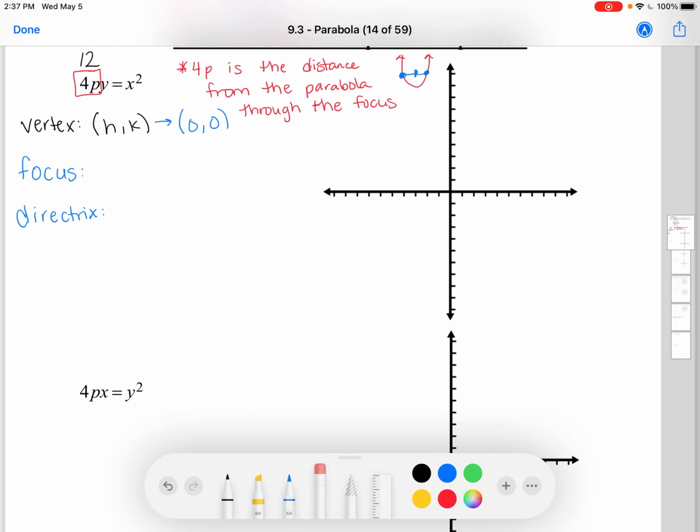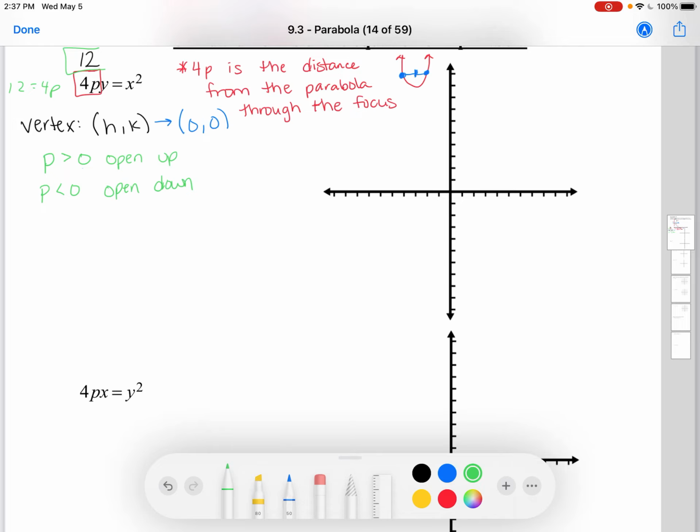So that's actually what I'm going to do first. We need to know that information before we even get to the focus and the directrix. So I would solve for P. I'm going to say, for example, with that 12, I would say 12 equals 4P. And as soon as I solve for that, if P ends up being greater than 0, then my graph will open up. And if it's less than 0, my graph will open down. All right.